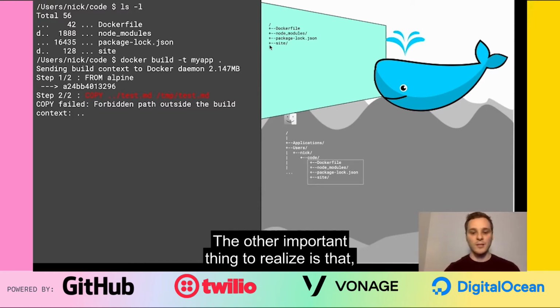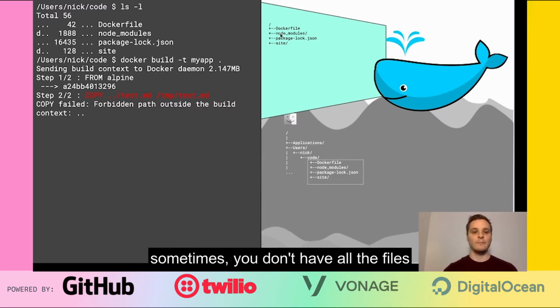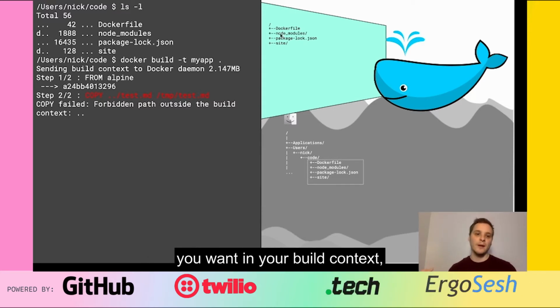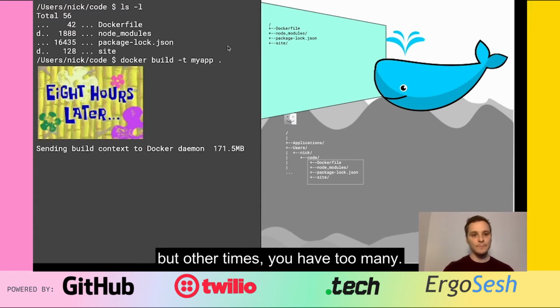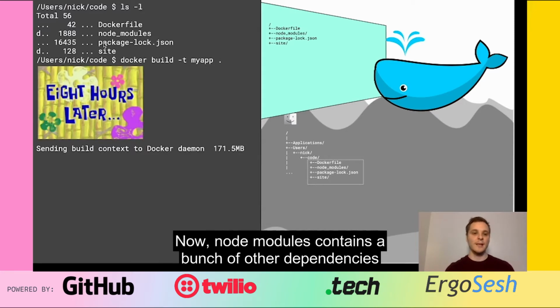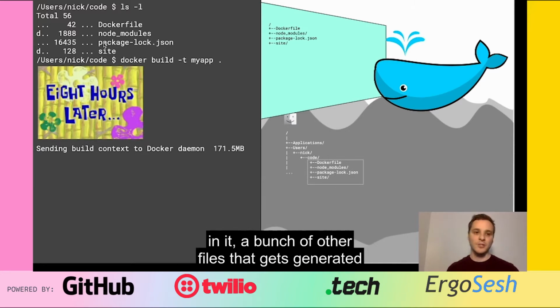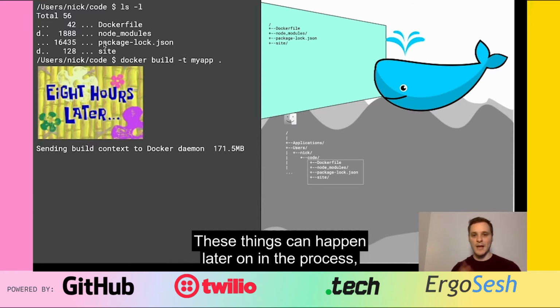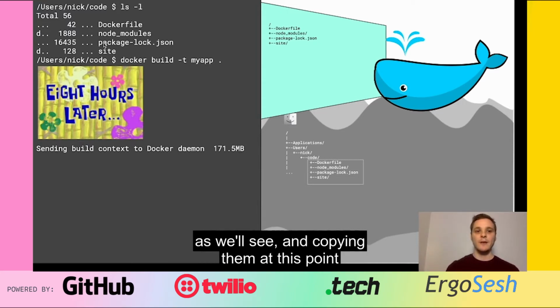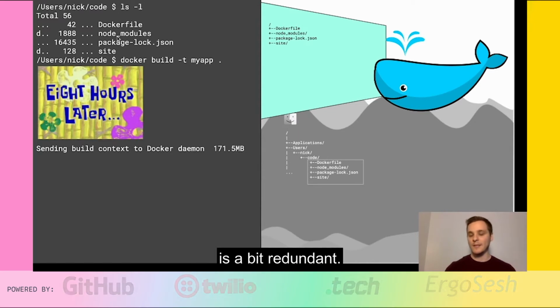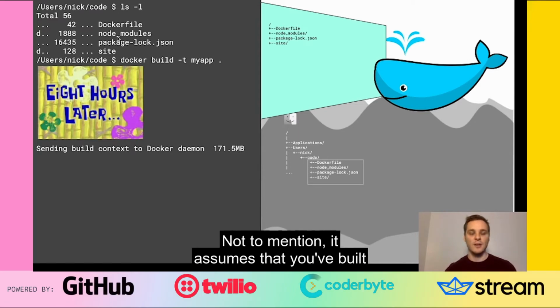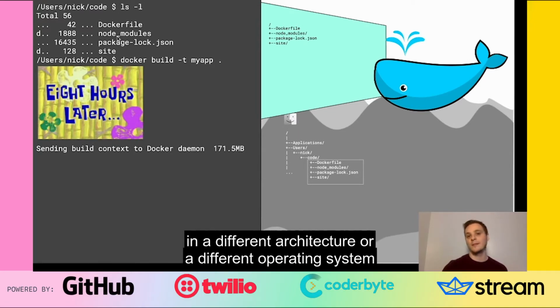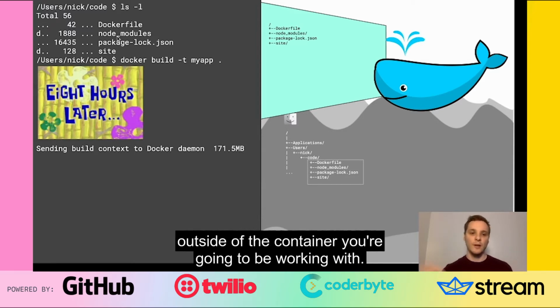The other important thing to realize is that sometimes you don't have all the files you want in your build context, but other times you have too many. Now, node_modules contains a bunch of other dependencies in it, a bunch of other files that get generated from an npm install, basically a run command. These things can happen later on in the process, as we'll see, and copying them at this point is a bit redundant. Not to mention, it assumes that you've built in a different architecture or a different operating system outside of the container you're going to be working with.